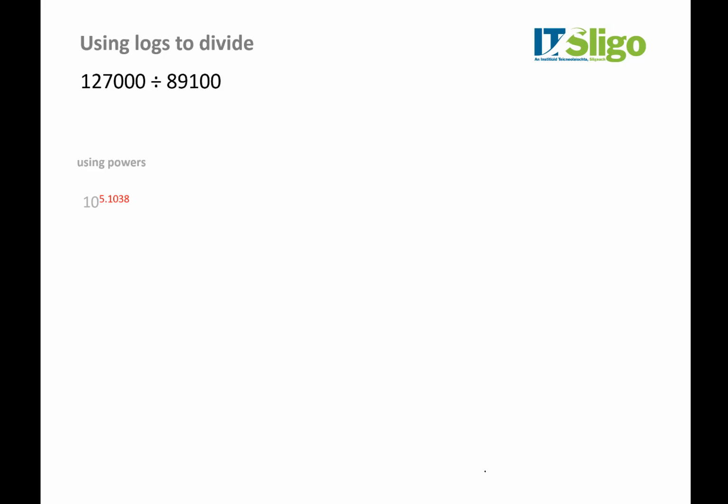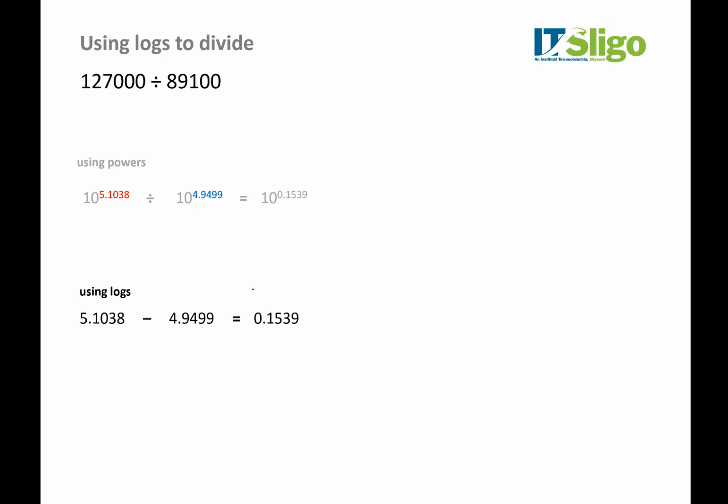So if we were to talk about powers, remember when we're dividing powers, we subtract them. So we would subtract those two values. We would subtract the blue value from the red value, and this would give us our power. In the language of logs, which is what we're talking about, we simply subtract our two values, and this is what we get.